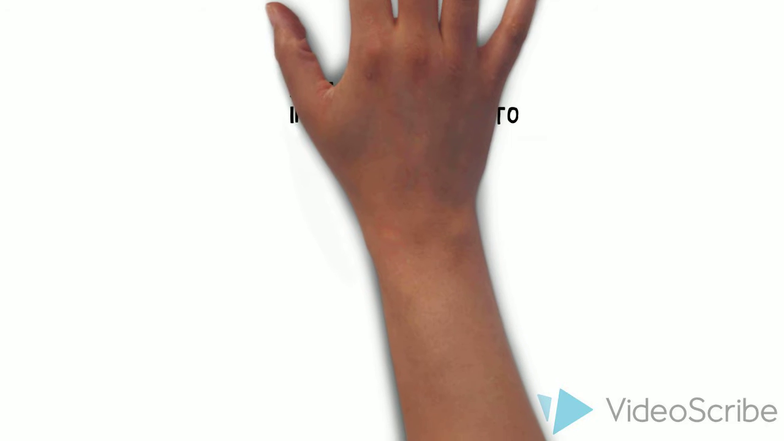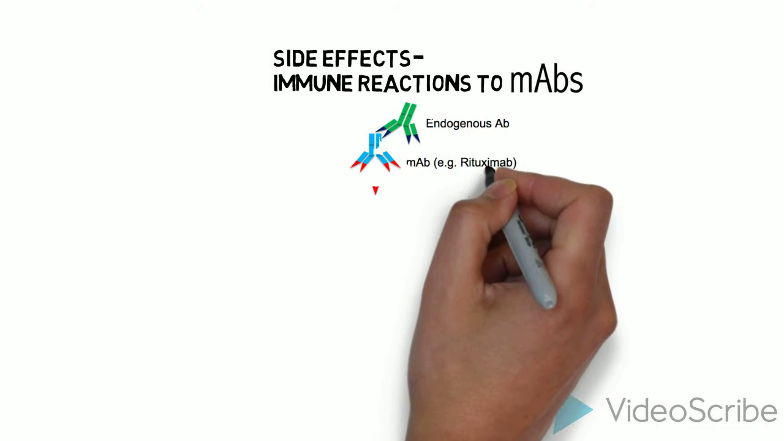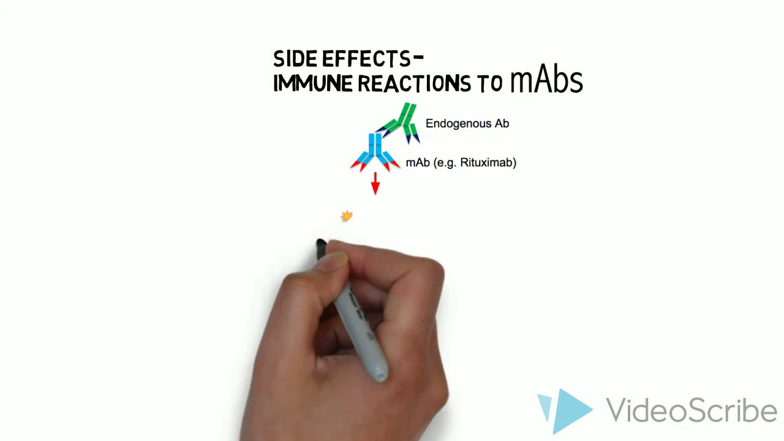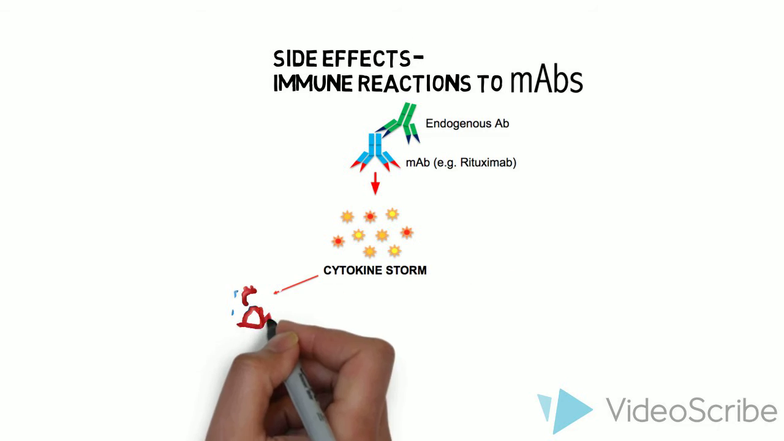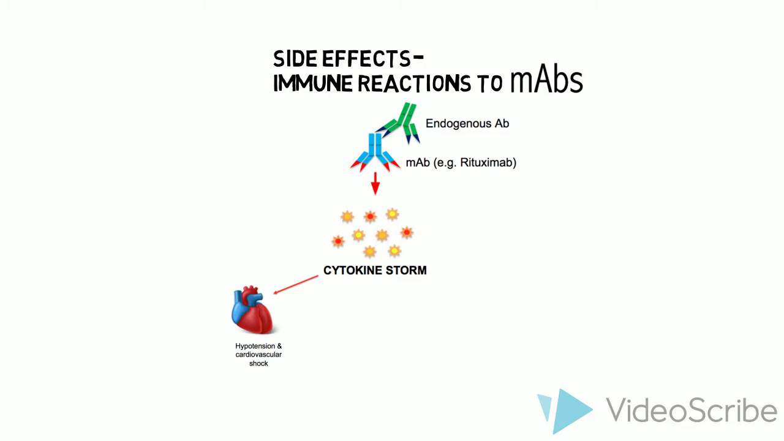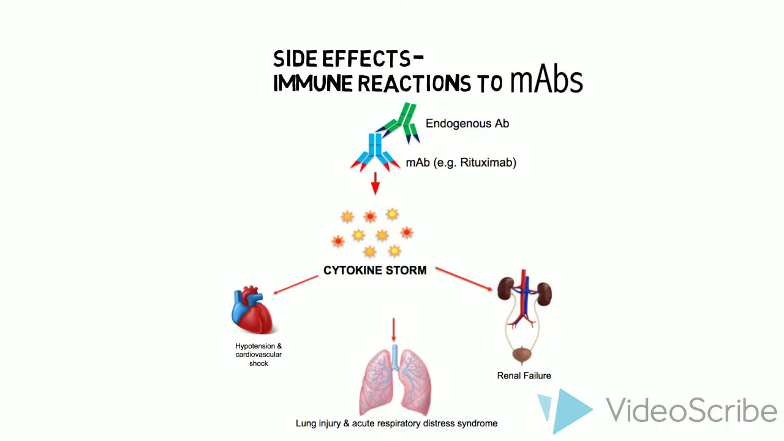Side effects may occur when parts of the monoclonal antibody are recognized as foreign. This can activate innate and immune reactions, causing the release of cytokines. If enough cytokines are released, this may be termed a cytokine storm. Cytokine storms are characterized by hypotension and may cause lung injury and renal failure. They are potentially fatal since they can progress to cardiovascular shock and acute respiratory distress syndrome. This effect has been observed for rituximab.